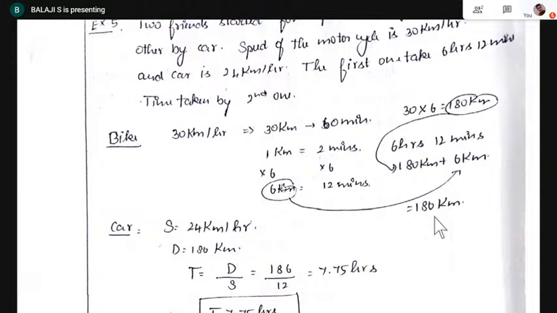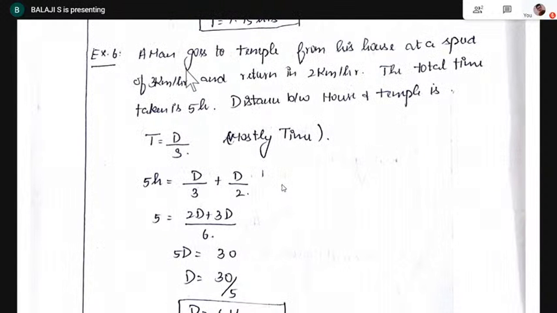This type of problem you can see in most of the competitive exams. Okay, see here: a man goes to a temple from his house at a speed of 3 kilometers per hour and returns at 2 kilometers per hour. The total time taken is 5 hours. Find the distance between the house and the temple. The question looks pretty tricky, right? But it is very, very simple.